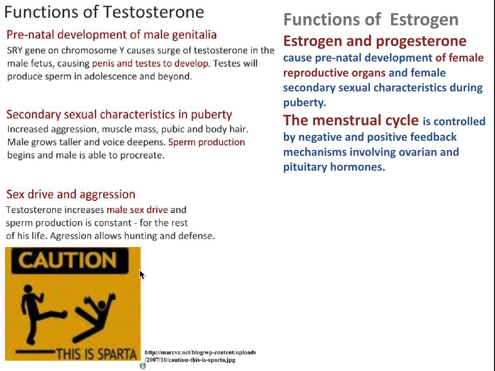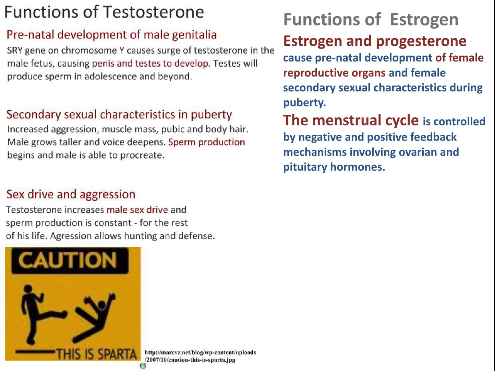So I just went through these with you. Let's look at functions of estrogen. So functions of estrogen, this would be the female hormone. There's also another one that we don't talk about as often, but it has to do with the pregnancy and the menstrual cycle. So estrogen and progesterone cause prenatal development of female reproductive organs. So this would be if you are an XX, they're part of the X chromosome.